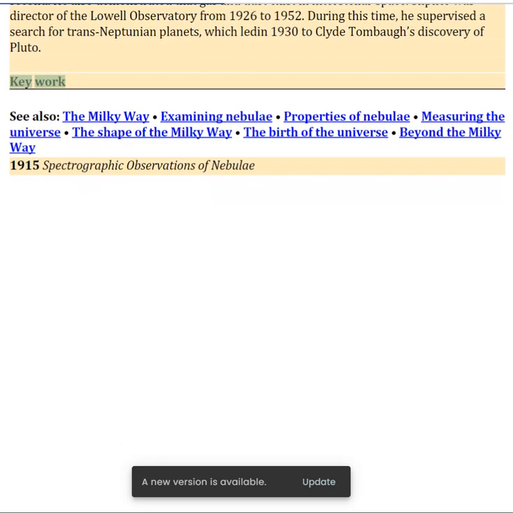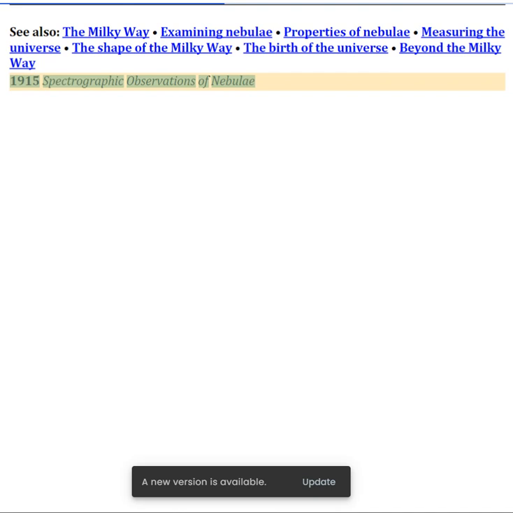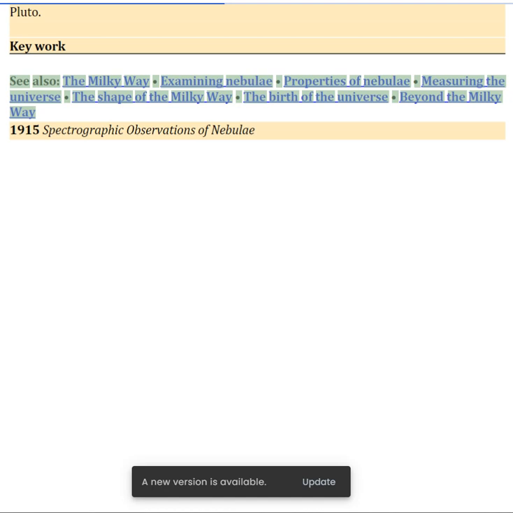Key work: 1915 Spectrographic observations of nebulae. See also: the Milky Way, examining nebulae, properties of nebulae, measuring the universe, the shape of the Milky Way, the birth of the universe beyond the Milky Way.